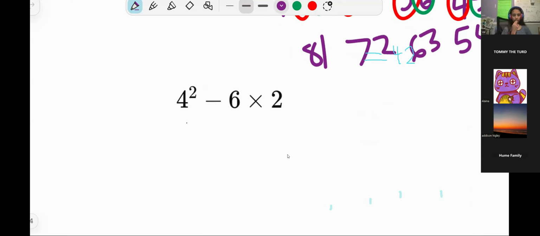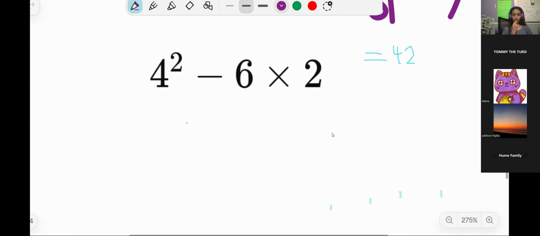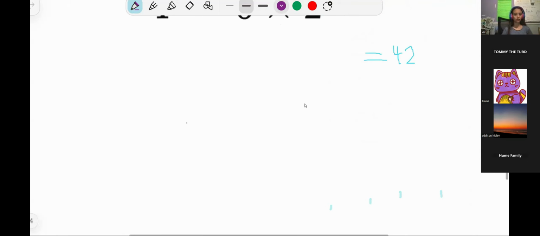Yippee. That's cool. I just learned a new math trick. 4 squared minus 6. And that one's kind of easy. Let's see. I'm going to skip down to a little bit harder one.